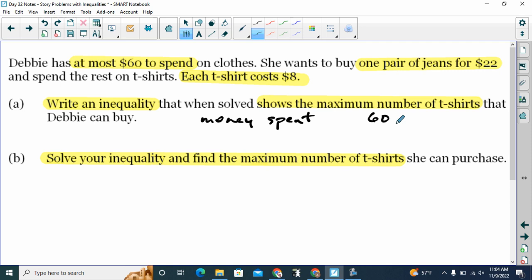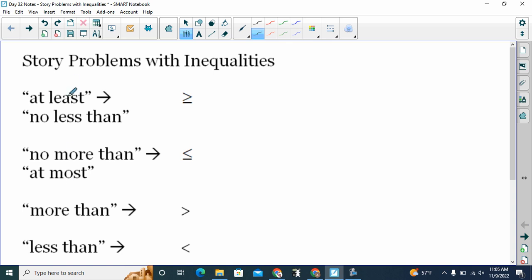So the money spent and 60, you should then think about which of these needs to be more. Well, money spent cannot be more than 60. It has to be smaller than 60. So the 60 needs to be bigger, or they could be equal to each other. So that's where I would start. Money spent needs to be less than or equal to 60. Notice if you go back to the previous slide, the phrase at most has the less than or equal to symbol.